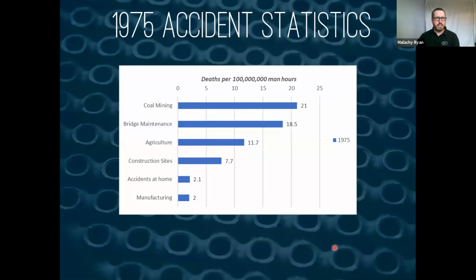So all these different kind of historical systems, what are the kind of accident rates? So here, unfortunately, is the death statistics that were around in 1975. So these values are based on 100 million man hours worked. So the coal mining was the most dangerous industry back in 1975, with 21 deaths per 100 million man hours worked, followed closely by bridge maintenance.